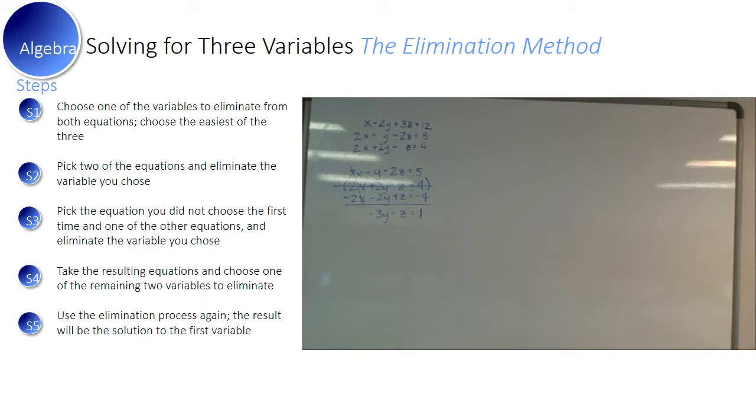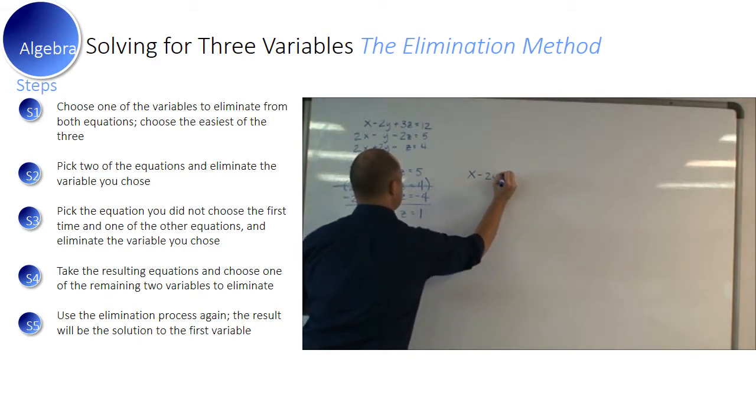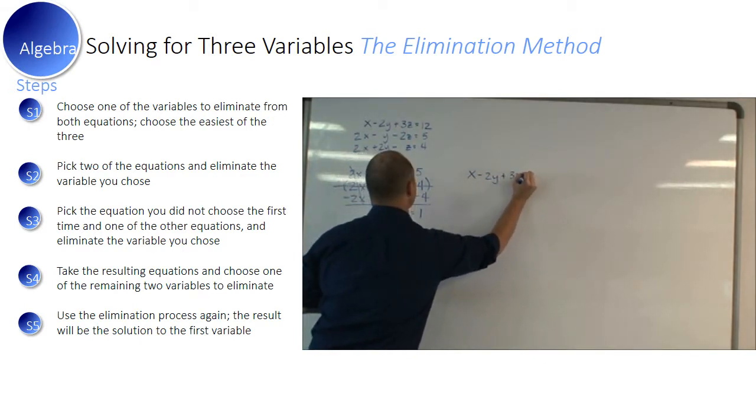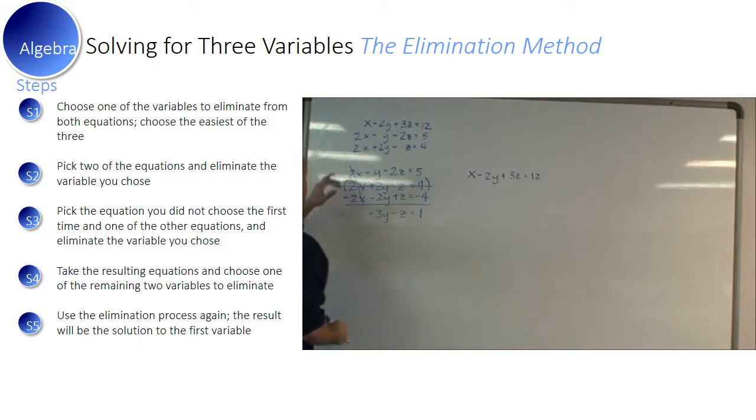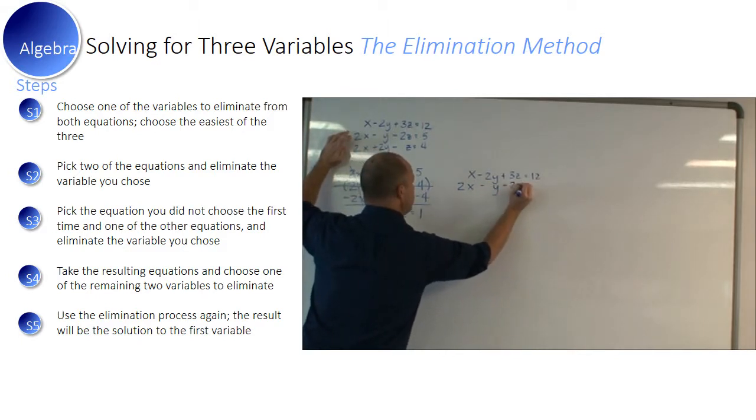The next step in the process is we've got to choose the first equation that we didn't use and then one of the other two equations that we have already used. So why don't we go ahead and take the first equation and the second equation. We're going to rewrite those. So we'll end up with x minus 2y plus 3z equals 12. We'll also have 2x minus y minus 2z equals 5.